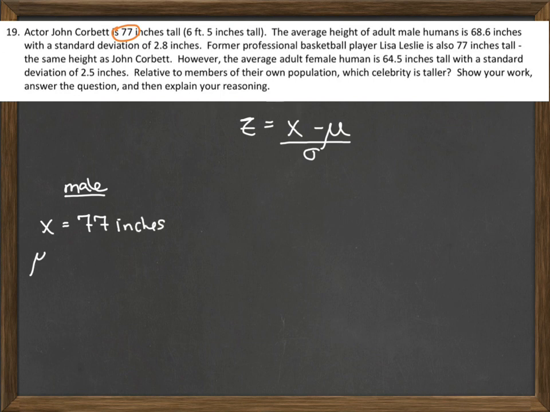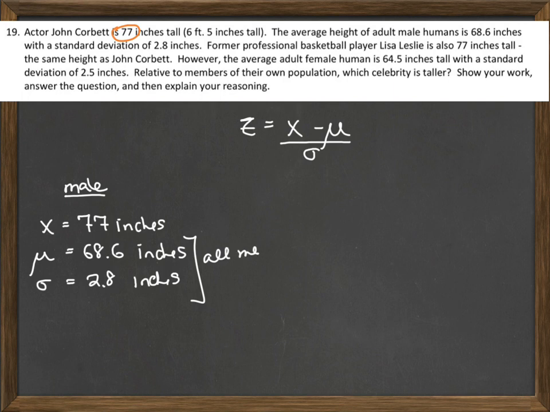Okay, but what is the average male height? It's not near that high. It's only 68.6 inches, which is about 5 foot 8.6 inches. Okay, and then the male standard deviation in height is 2.8 inches. Okay, so for John Corbett, this is for all men, and this is specific to, I'm going to call him JC, John Corbett, okay?